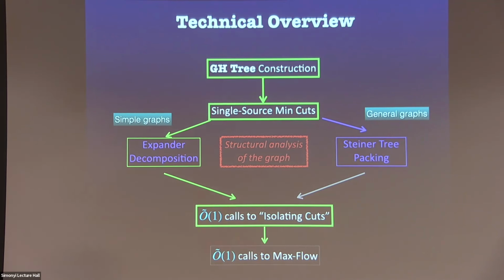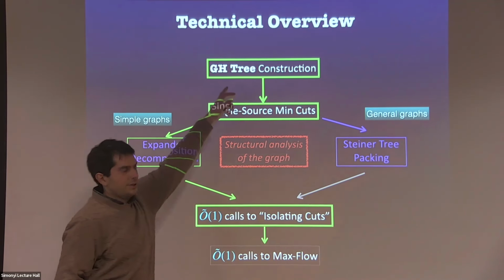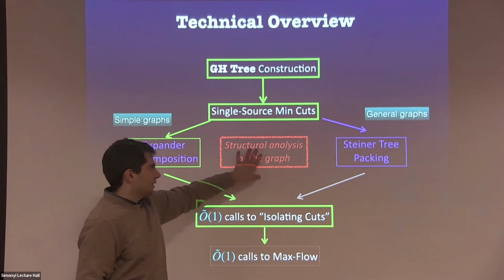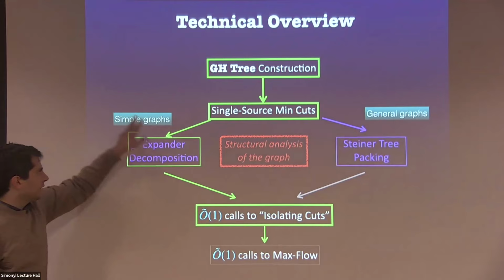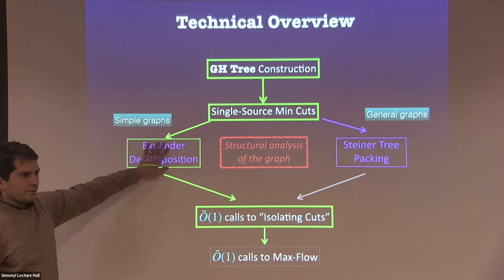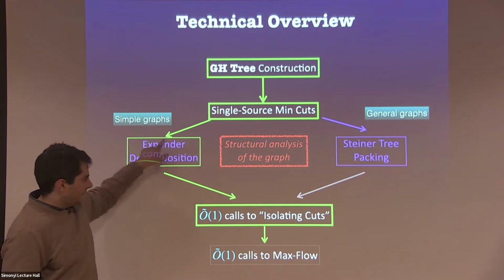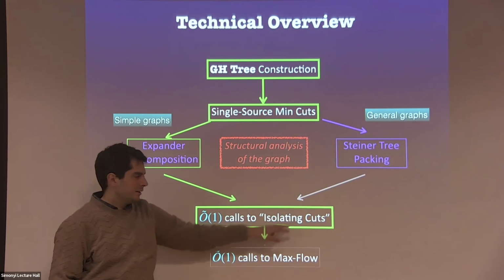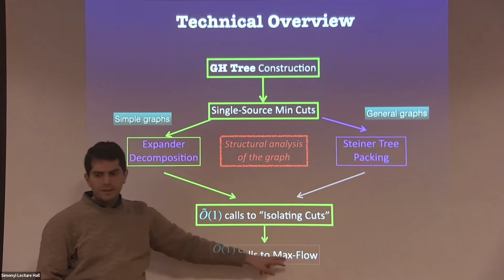So the high level of our algorithm is like this. You want to compute the Gomory-Hu tree. You do this reduction to single source min cuts. Then you do the structure analysis. And for the unweighted case, we just use expander decompositions. It's pretty simple. And it helps us get to polylog calls to this isolating cuts thing, which then reduces to polylog max flow.